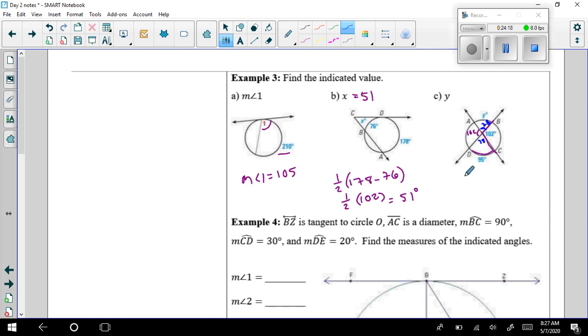And so 95 plus y times 1/2 is equal to 78. And so we can multiply both sides by 2, and that gets rid of our 1/2. So we have 95 plus y is equal to 156. And then we subtract 95 from both sides. So y equals 61.